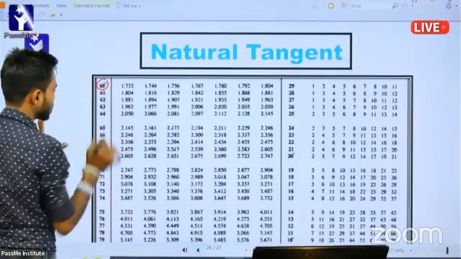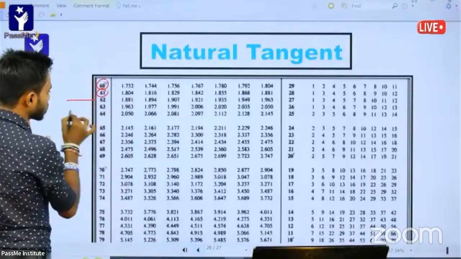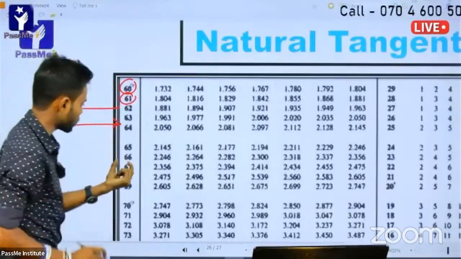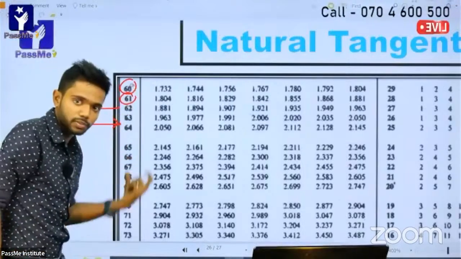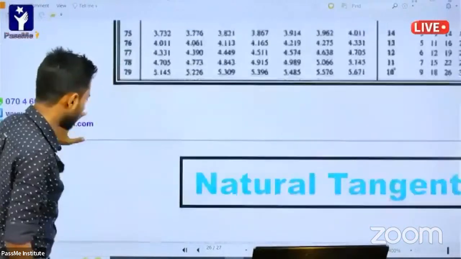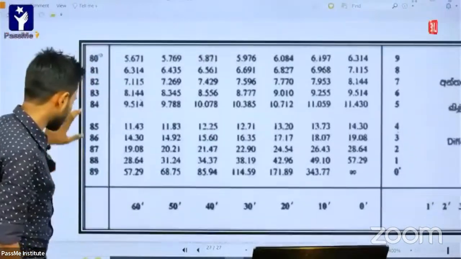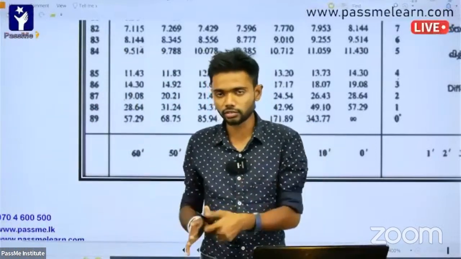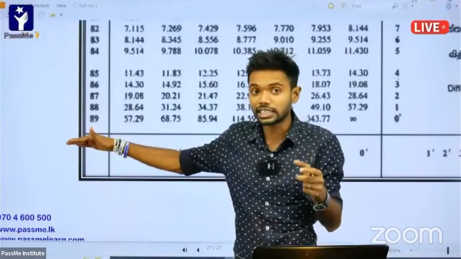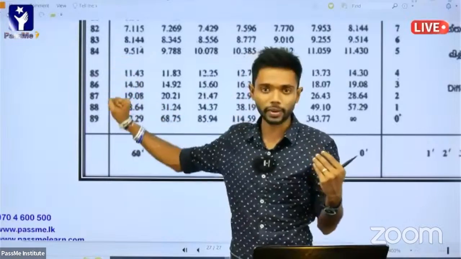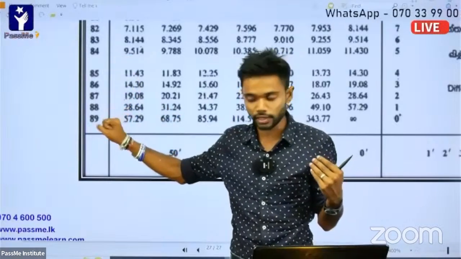You can see 60 degree, 61 degree, 62 degree, 64 degree. Likewise, I can zoom in: 65, 66. These are the degree column. There are not so many. You can go down, and you can go up to 89. For now, I will take up to 90 degree. You can use this table.